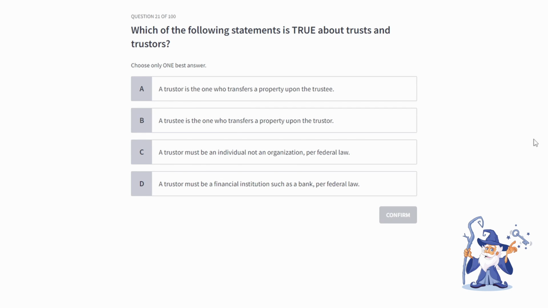21. Which of the following statements is true about trusts and trustors? And it gives us 4 options. A, a trustor is the one who transfers a property upon the trustee. B, a trustee is the one who transfers a property upon the trustor. C, a trustor must be an individual, not an organization, per federal law. And then D, a trustor must be a financial institution such as a bank, per federal law. So take some time, think that one over, and come up with your answer.